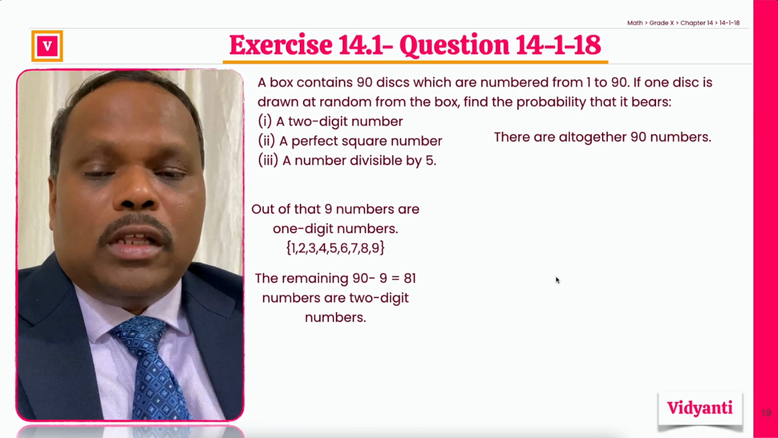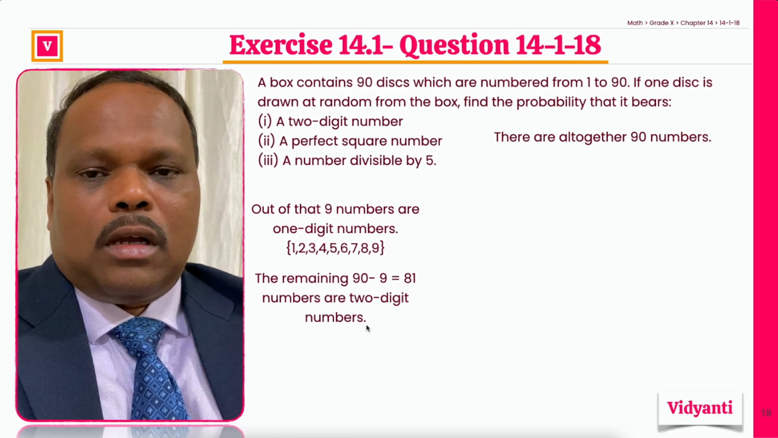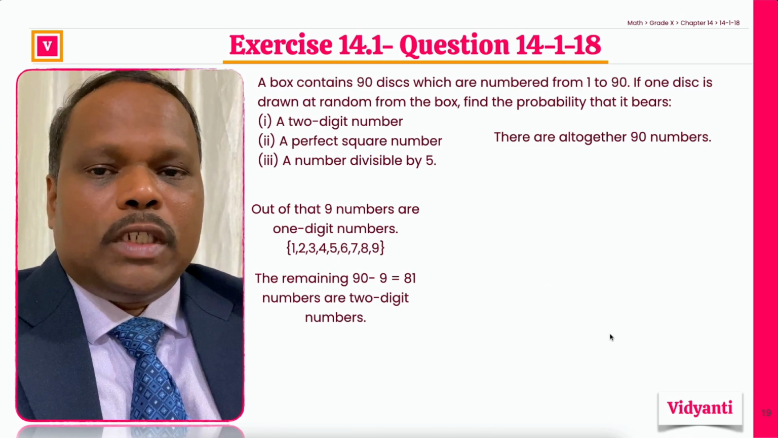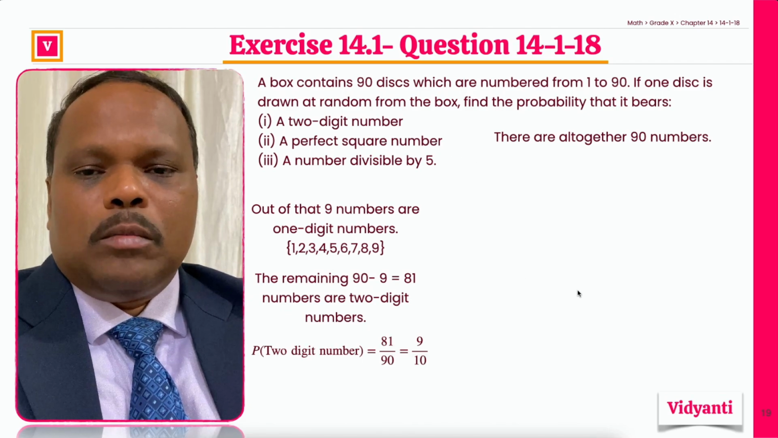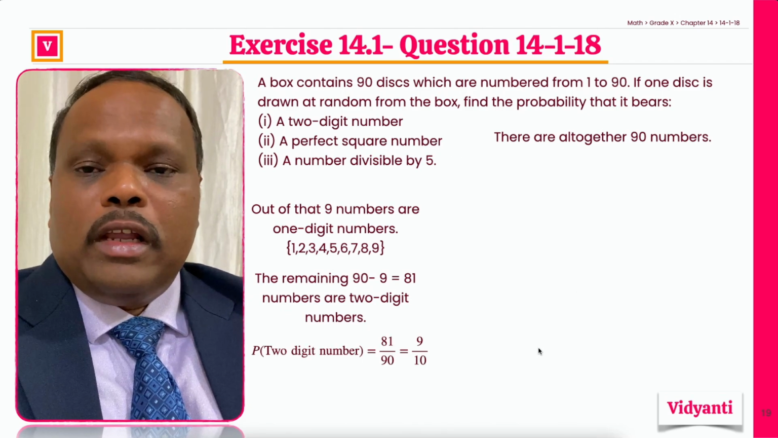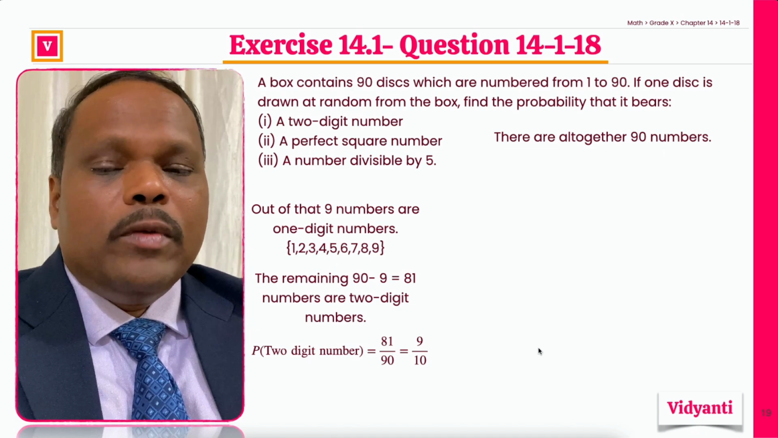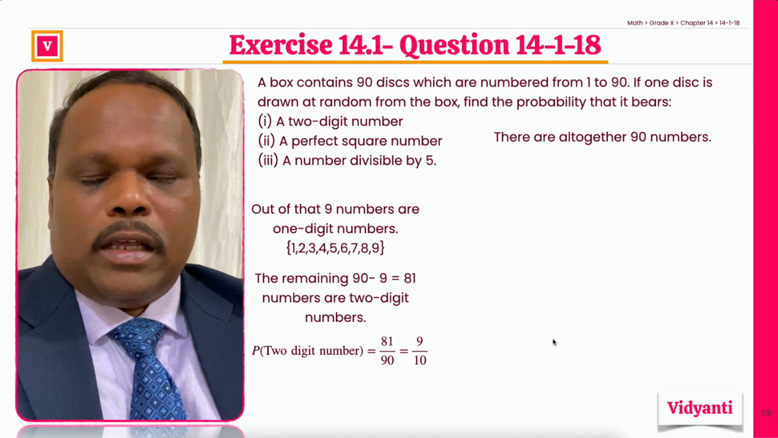So altogether we have 90 numbers. Out of that we have 81 numbers which qualify to be 2-digit. So favorable upon total, 81 divided by 90. Upon simplification you get 9 divided by 10.